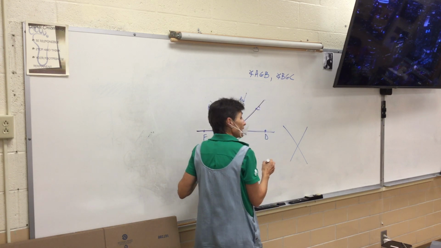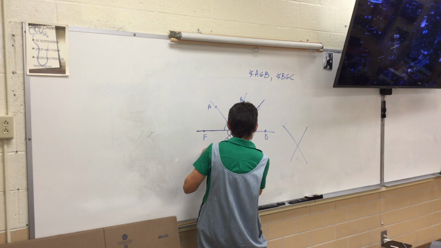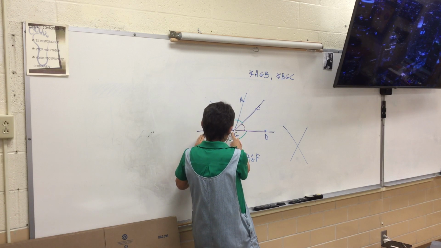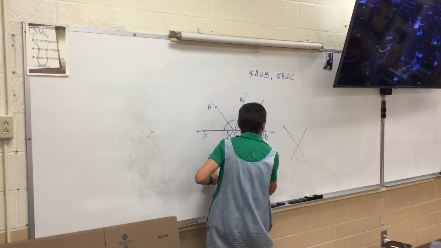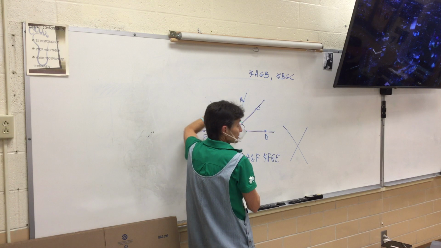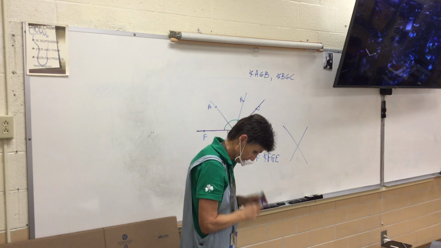I can't hear you, honey. Talk loud. AGF, so angle AGF right here. Okay, and what's your second one? FGE, perfect. Yep. Eric says I want to talk about this angle and this angle. Perfect. Lots of adjacent sets in there.